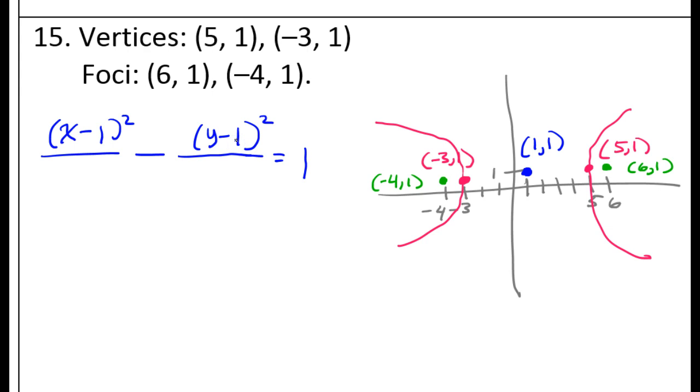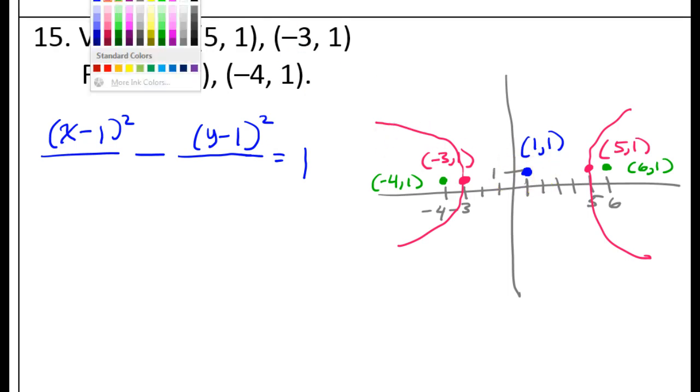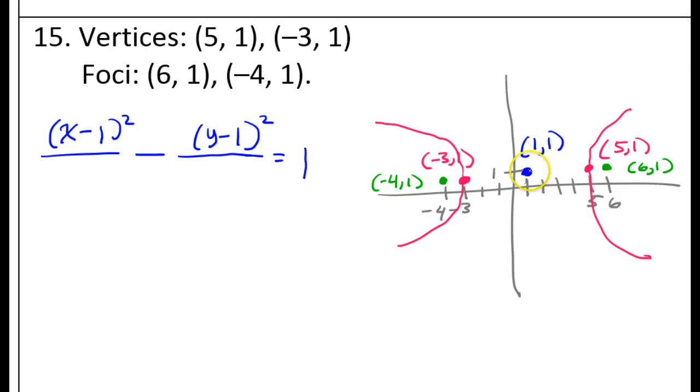So now all I need is my a squared and my b squared. The a value is the distance from the center to a vertex. So this is the a value right here in blue. All right, that's the a value, and that is 4. So a is equal to 4. That means a squared is equal to 16. That's one of my denominators. Which one? Notice that this is horizontal, the x direction. So the 16 is going to go with the x term.